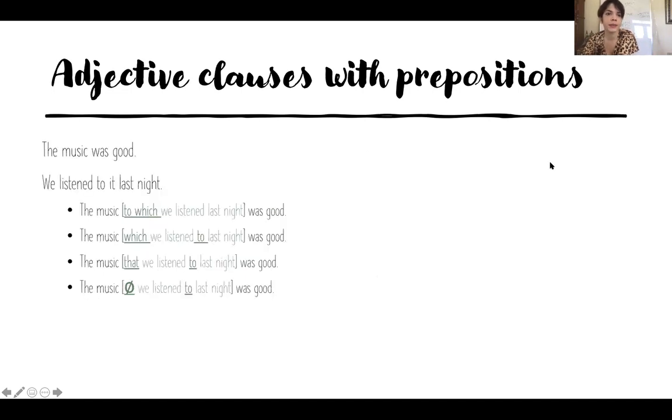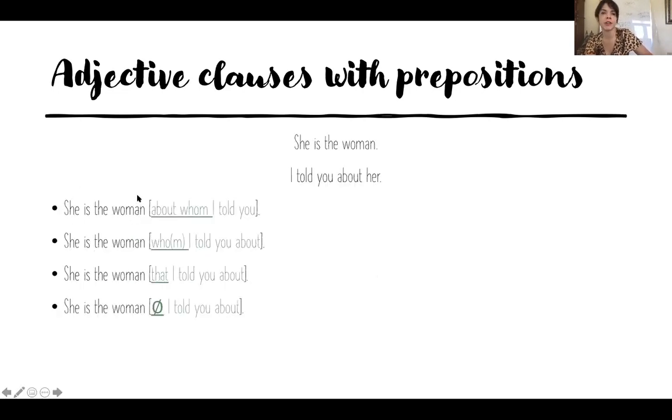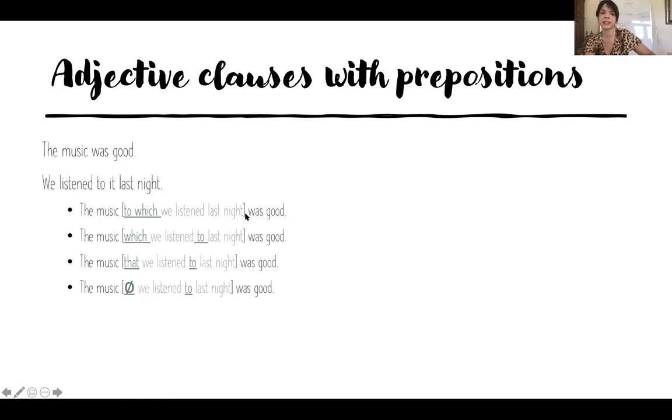The music was good. We listened to it last night. The music to which we listened last night was good. So again, this is the kind of example that has a clause inside a larger clause. So instead of it neatly following the independent clause, "She is the woman," SVO, and then the adjective clause, here we have it in the middle. It's also good to think about how a lot of these examples have linking verbs.